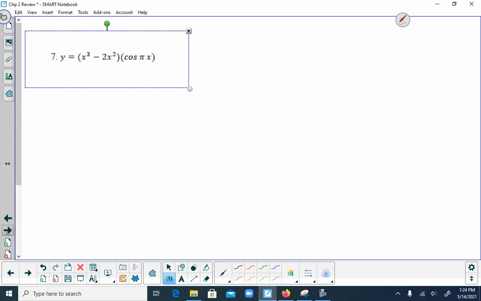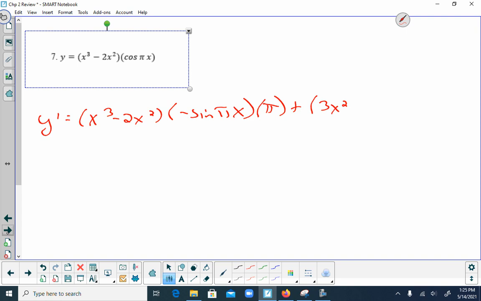Okay, number 7, now I have to use the product rule and the chain rule, it looks like. So when I find the derivative, I'm going to leave my first parenthesis alone. Taking the derivative of cosine, which would be negative sine pi x, and then taking the derivative of what's inside, and remember that pi is a constant, so that derivative is going to be pi. Then I'm going to have plus, and now I'm taking the derivative of the first parenthesis, which will be 3x squared minus 4x, and then I'm leaving that cosine pi x alone.